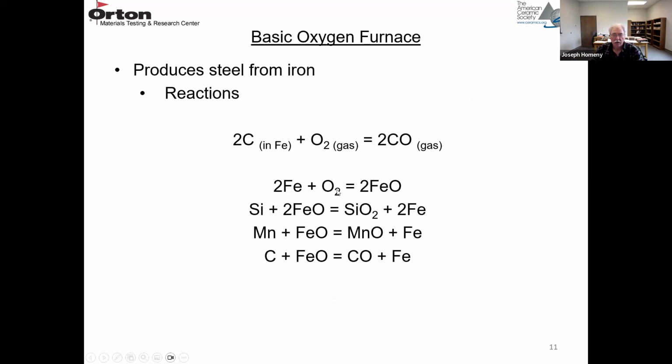You're also going to oxidize some of the iron to FeO, and then the impurities like silicon and manganese are going to react with this FeO, and some of that is going to go back as iron. So you're going to end up with SiO2 in this case plus Fe, and MnO plus Fe. And the carbon is also going to reduce the FeO to CO and Fe. Obviously, you don't want to oxidize too much of the iron.